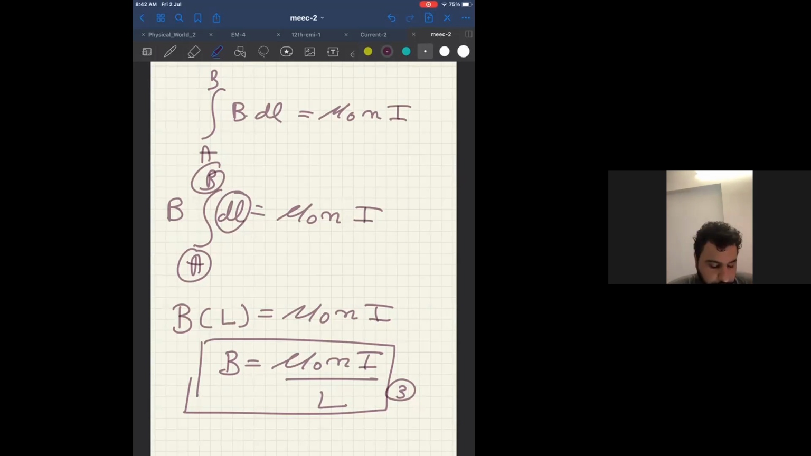Yes, sir. Now, using this formula, we'll do one problem of a solenoid. So everyone keep this formula in mind. What is B equal to? It is mu naught Ni by L. Is it clear? B is equal to mu naught Ni by L.